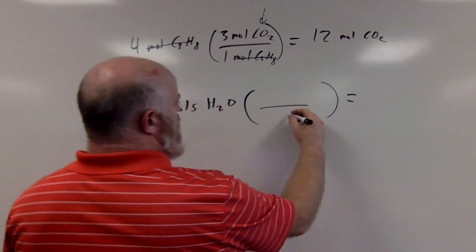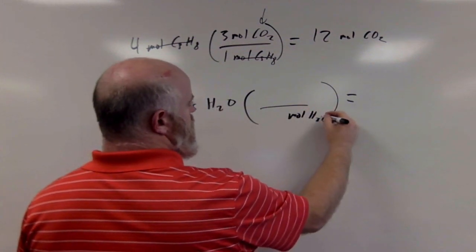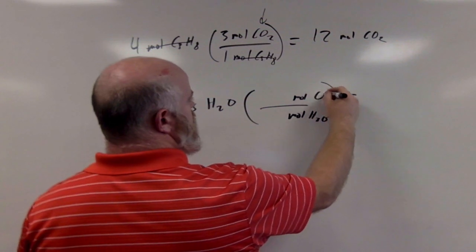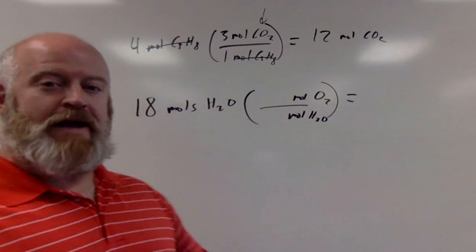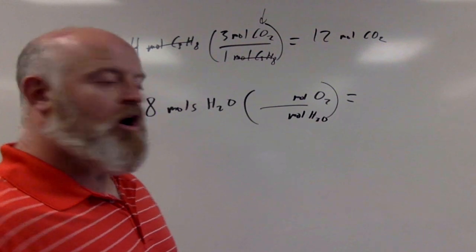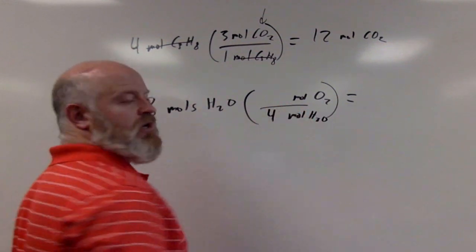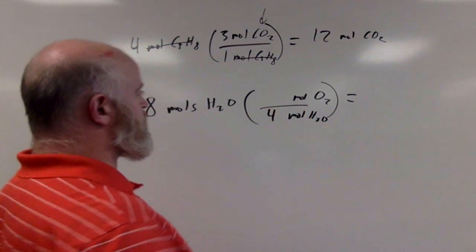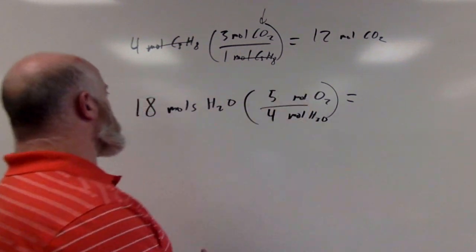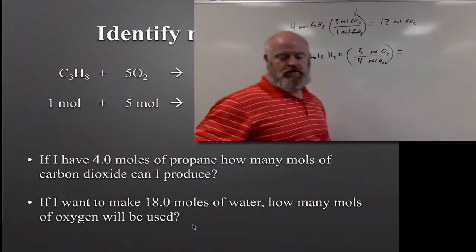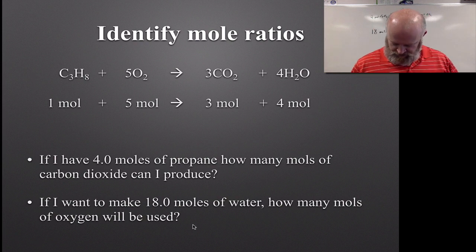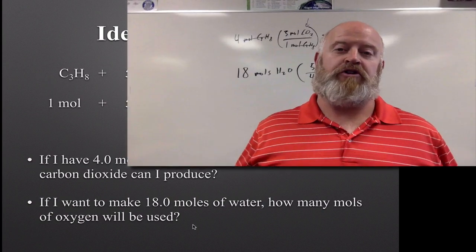So we know that moles of water we want to cancel, and we want to figure out moles of oxygen. So we go back to our balanced chemical equation. For water, it's a 4, and for oxygen, it's a 5. So what is 18 times 5 divided by 4? If you can't do that in your head, you take 18 times 5 divided by 4. Punching my calculator down here. And if we do that, we get 22.5.